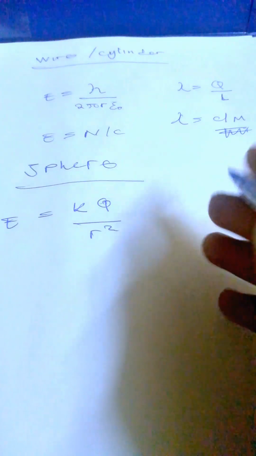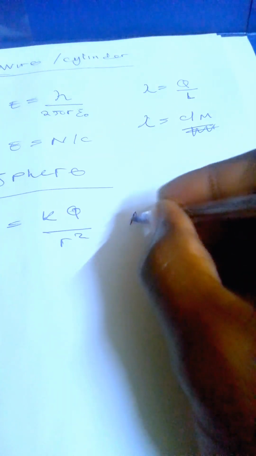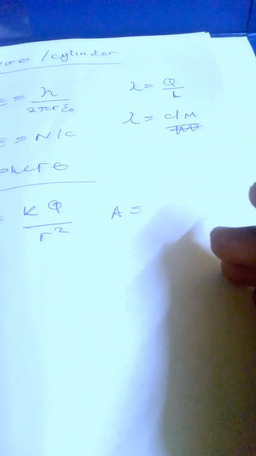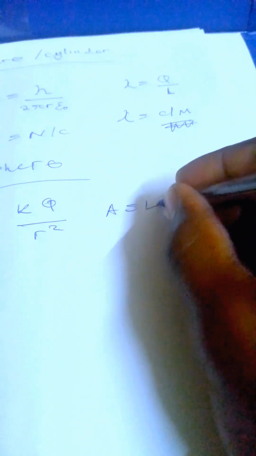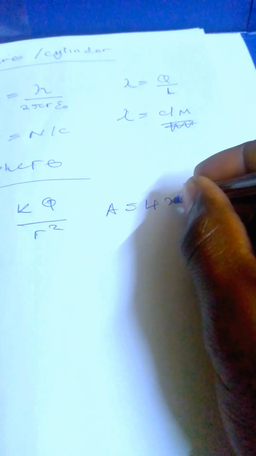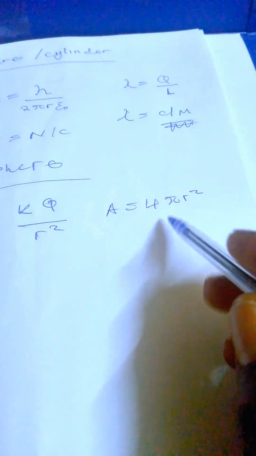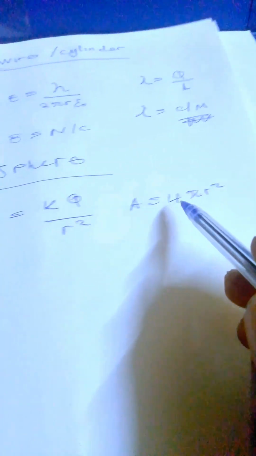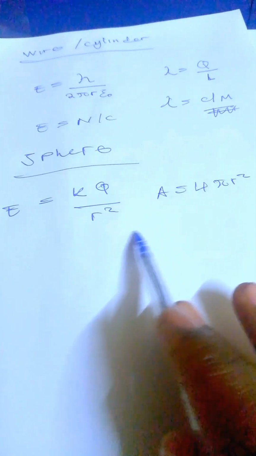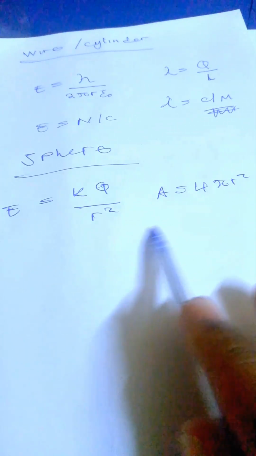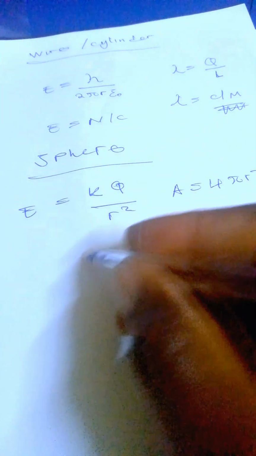You have to know now the area. The area of a sphere is 4 times the area of a circle. The area of a circle is pi r squared, so 4 pi r squared is the area of a sphere. So basically this is where Gauss's law was derived from. Let me just show you what I mean.